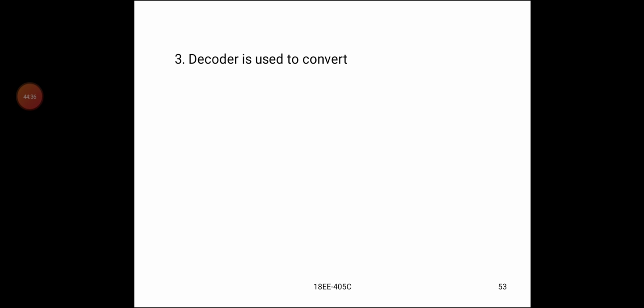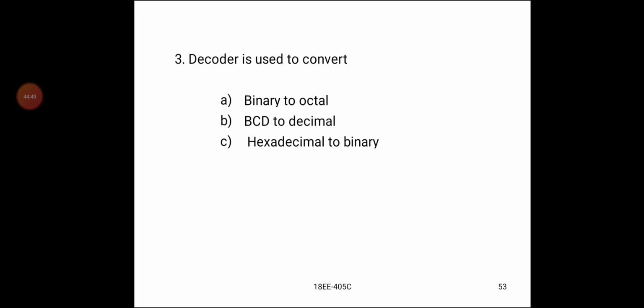The third quiz question: decoder is used to convert A. binary to octal, B. BCD to decimal, C. hexadecimal to binary, D. all of the above. So the decoder is used to convert all of the above: binary to octal, BCD to decimal, hexadecimal to binary. All the above are correct.